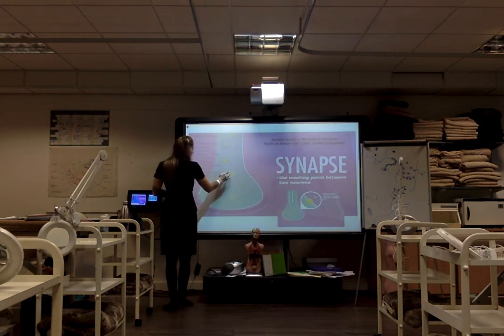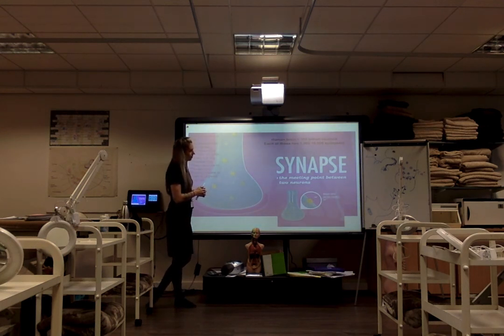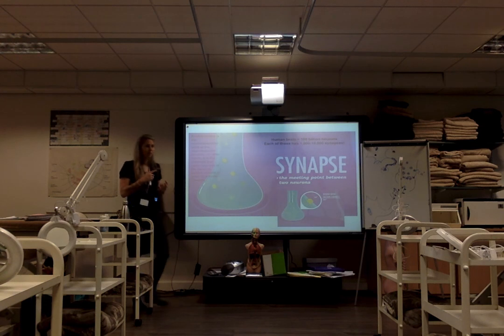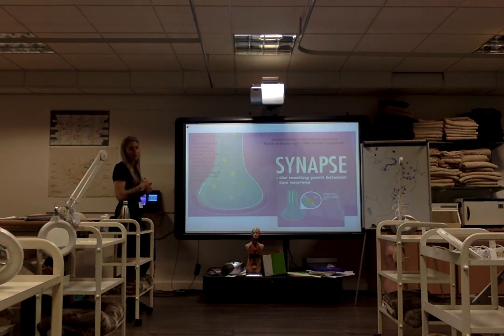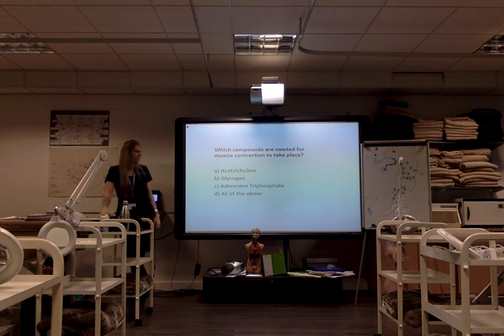But within these vesicles, it's acetylcholine that is used for muscle contraction. So you've got acetylcholine, sodium, potassium, calcium, ATP. All these things are needed for muscle contraction. If I gave you this question in your exam, which compounds are needed for muscle contraction to take place, what would you say? You're going C. What are you going, Serena? You go D. What would you go, Linda? Probably all of the above. Charlie? Yeah, I reckon all of the above. Yeah, all of the above.